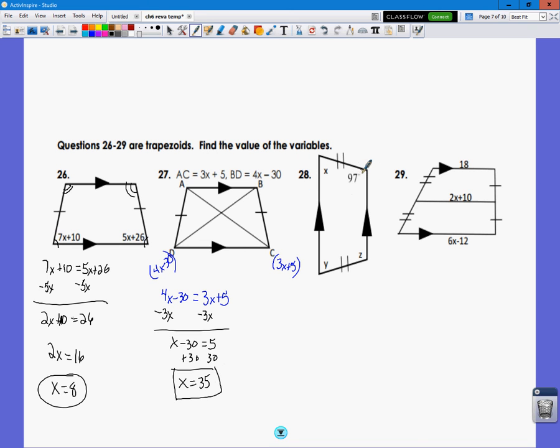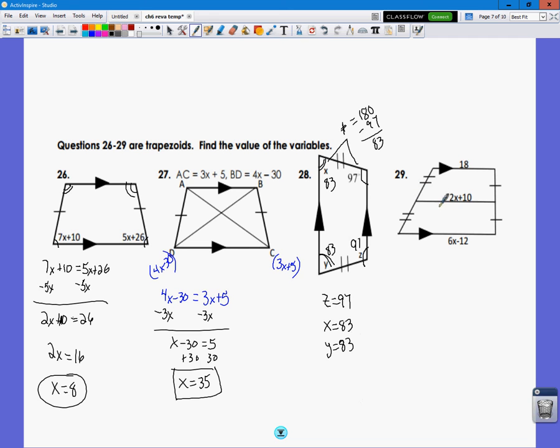Number 28, base angles are equal. So 97 here, z is also 97. Consecutive angles in a trapezoid between the two parallel sides would add up to equal 180. If I've used 97, the remaining angle then would have to be 83 degrees. Since base angles are equal, x is 83, but y would also be 83. So x is 83, y is also 83.